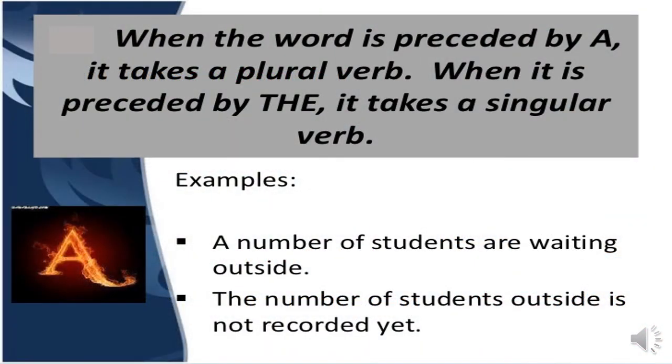Now here, a number of students are waiting outside. The number of students outside is not recorded yet. So you can see the difference here. When the word number is preceded by a, it takes a plural verb. When it is preceded by the, it takes a singular verb.